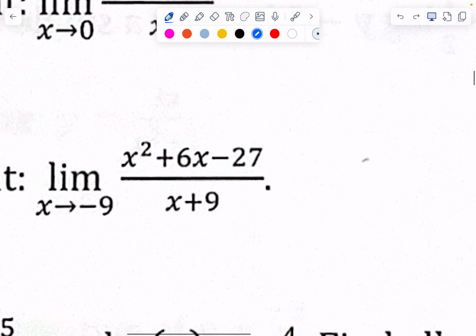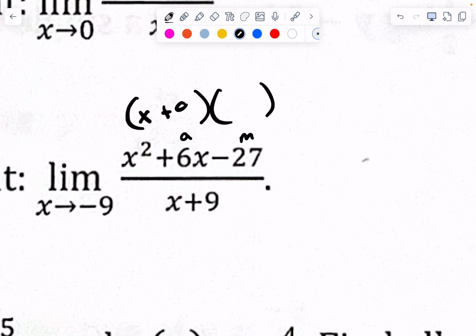Factor it down, right? So this is a simple trinomial. What do you multiply to get negative 27 that, when you add them, gives you 6? They are x plus 9 and x minus 3, right? Okay, negative 9 is in fact a hole.